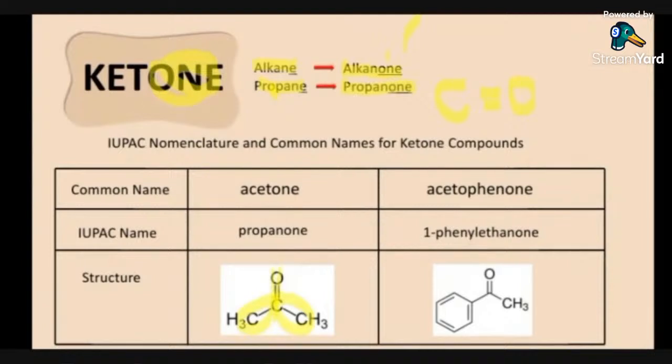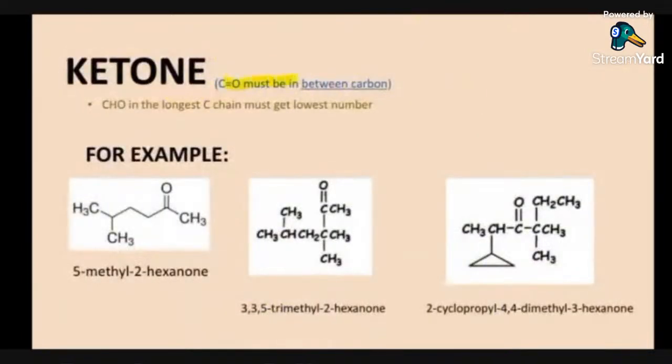And then we take a look at acetophenone. The IUPAC name is 1-phenylethanone. And this is C double bond O attached to this C and this C. C double bond O must be in between carbons. The C=O in the longest C chain must get the lowest number, which is 5-methyl-2-hexanone. We need to count the C: 1, 2, 3, 4, 5, 6, and it is hexanone. And the double bond O is at carbon number 2. This is carbon number 1, 2, 3, 4, 5, 6.